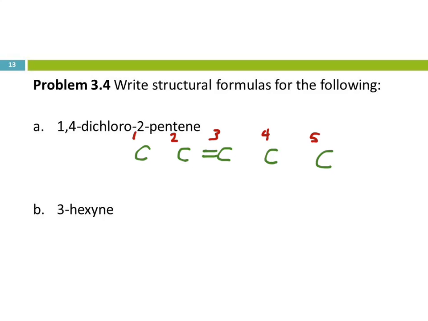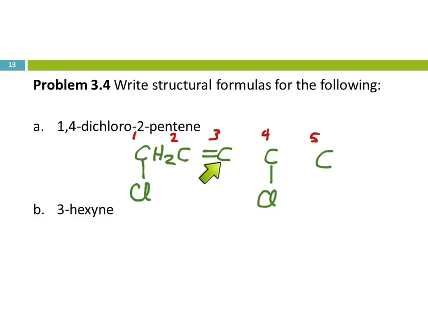1,4-dichloro. On the one carbon, there's a chlorine group, and on the fourth carbon, there's a chlorine group. And then we fill everything else in with hydrogens. So carbon number 1 has a bond to this carbon and this chlorine. So that's 2 bonds. It needs 2 hydrogens in there.